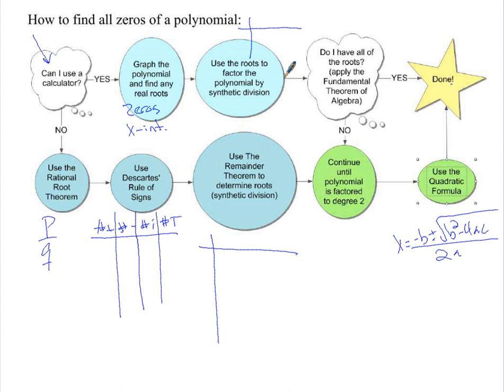Once you're done doing that, do you have all the roots? If you have all the roots, then you're done. If you don't have all the roots, continue until the polynomial is factored down to a degree of 2. As you do this, you will probably get it down to a second degree polynomial. Once you get it down to a second degree polynomial, you don't have all the roots yet, but you can use the quadratic formula, and then you're done. So the question is, can you use your calculator or not? If you can, life becomes easy. If you can't, then you have to use all of these theorems.